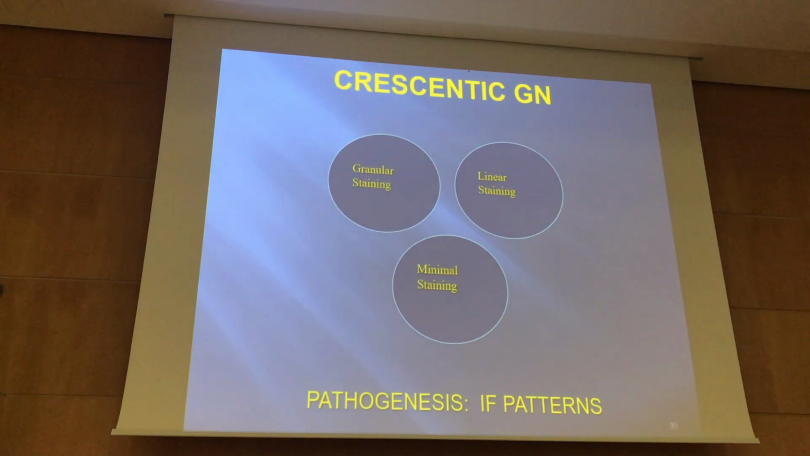So if you have a granular deposit, is it GBM, or ANCA, or immune complex? If it is a granular deposit, immune complex. If it is linear, GBM, yes, very good. And if it is minimal, ANCA. Good. So you should know.